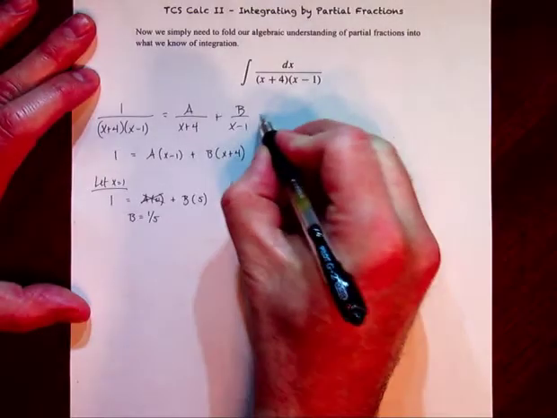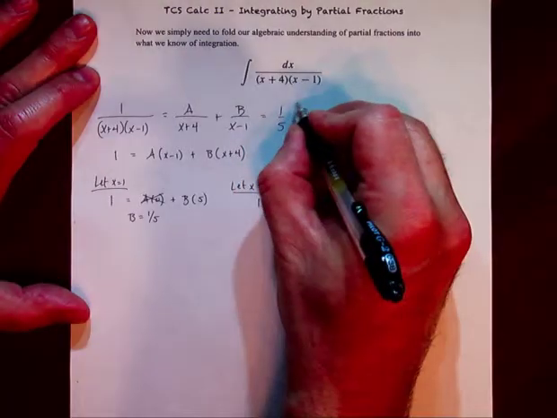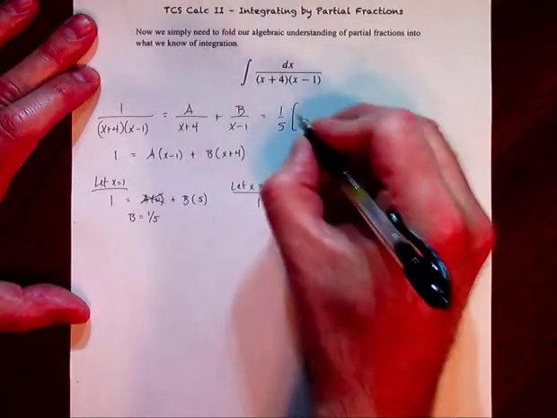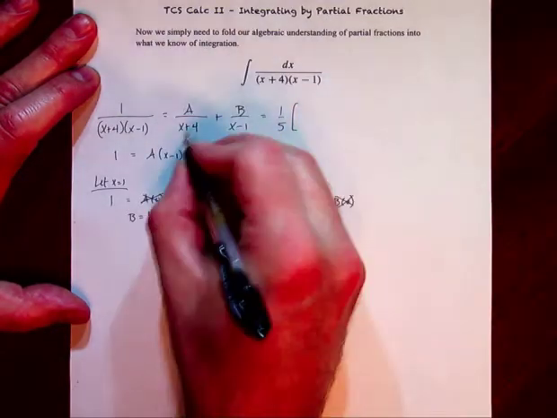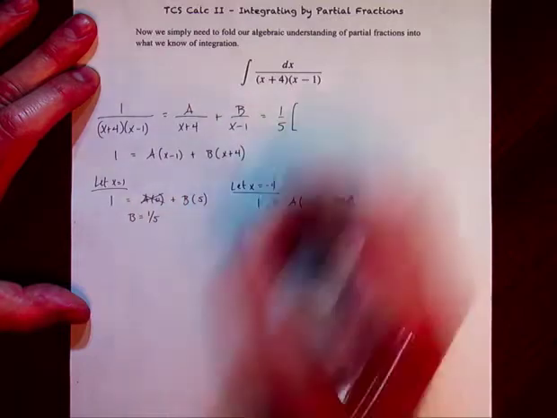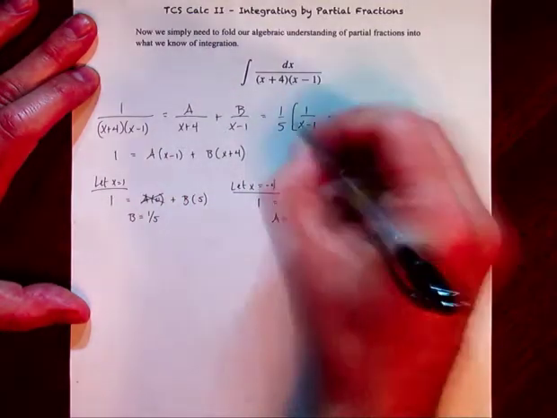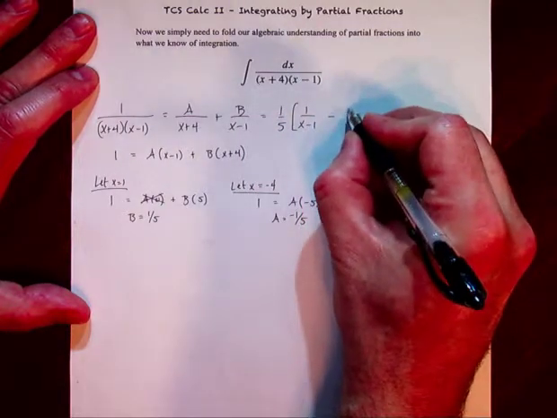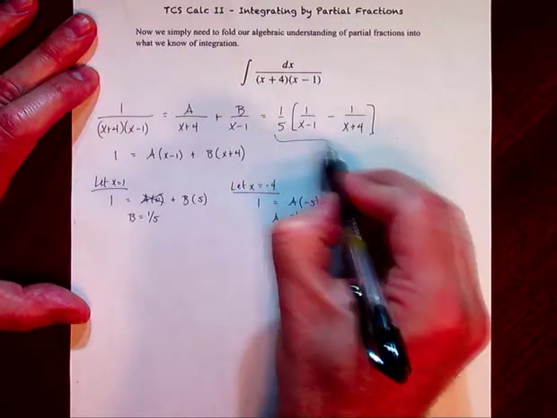Well, I don't like fractions in the numerator, so I'm going to go ahead and factor out that 1/5, and I'm just going to be left with negative 1 over x plus 4 and 1 over x minus 1. But let's go ahead and turn that around, simply because I don't want to deal with the negative. I'd rather deal with a minus sign. And this winds up being our decomp.